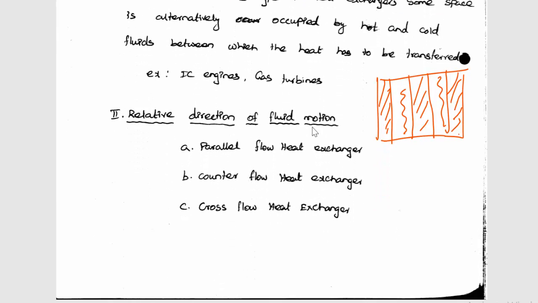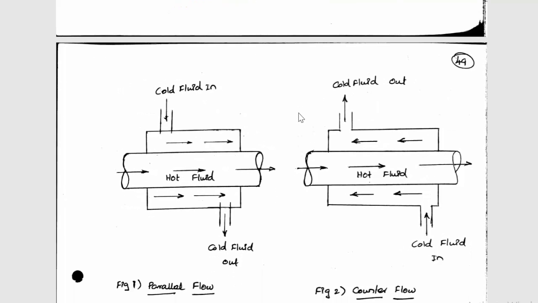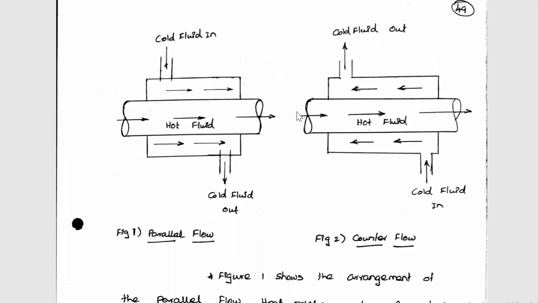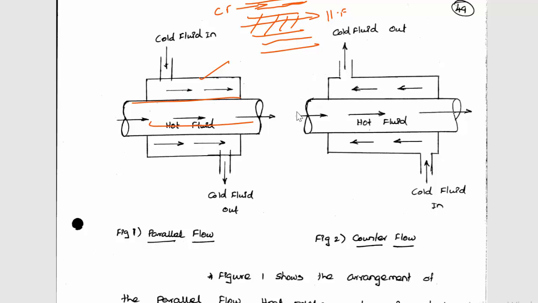The second subdivision is relative to the direction of motion. There are three types of heat exchangers under this: parallel flow, counter flow, and cross flow. Parallel flow heat exchangers are, for example, a shell with an inner tube, or a concentric tube like this. This is the inner tube and this is the outer tube. In the inner tube some fluid is flowing, maybe hot fluid. In the outer tube, maybe cold fluid is flowing.